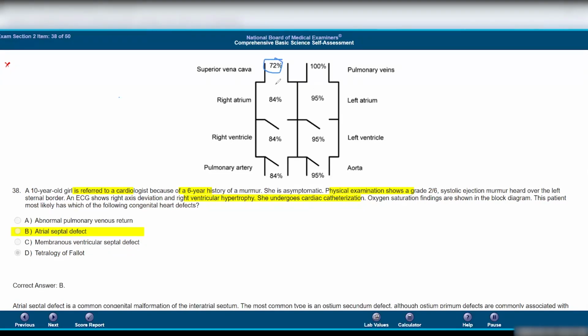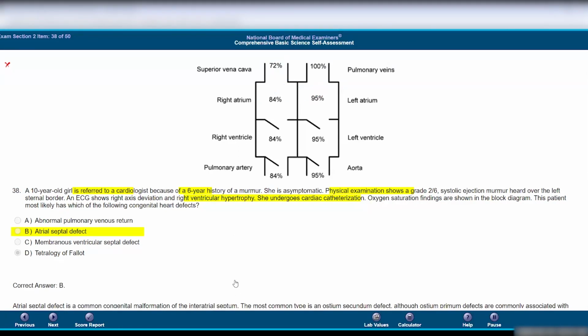So here's the difference, right? Where is the oxygen bumping up to? The only way is if there was a hole here, like a left to right shunt. Here's left, here's right. If you have 95% mixing in with 72, you're going to get around 84, right? That's the only way you can have that. So good.